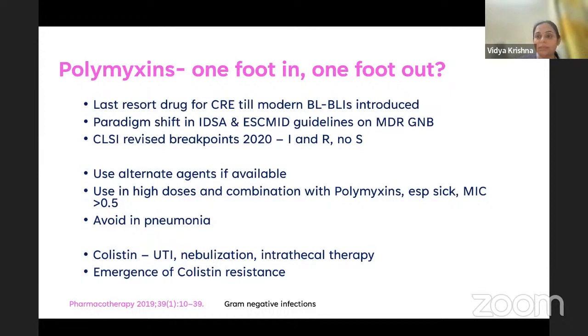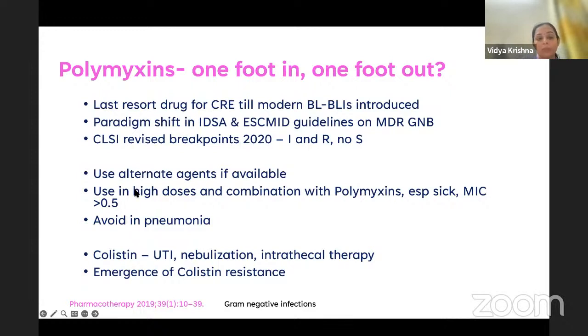Obviously, in India, we still have to use it because we don't have many other beta-lactam, beta-lactamase inhibitors. For example, meropenem vaborbactam and imipenem relebactam don't work in India because KPC is not a big problem for us. Our problem is OXA and NDM, for which we don't have many drugs. So we still have to use polymyxins.